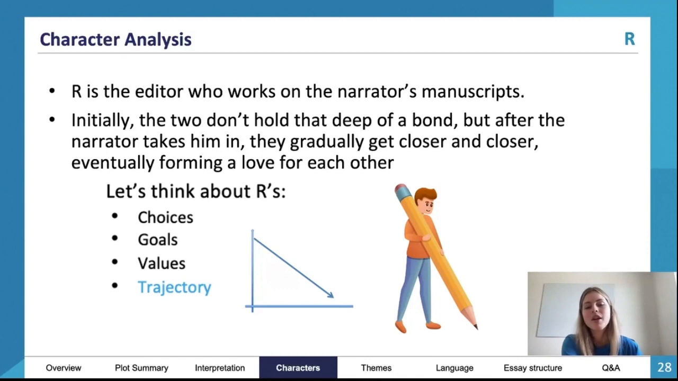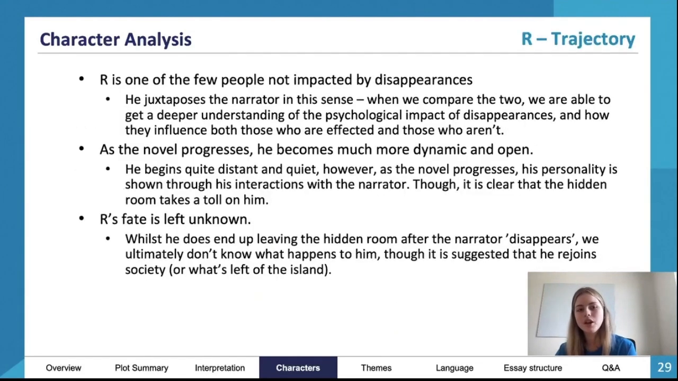But again, like the narrator, if we're looking for plot points in an essay, we can think about R's choices, goals, values, or trajectory. Okay, so R is one of the few people not impacted by the disappearances. In this sense, he juxtaposes the narrator.